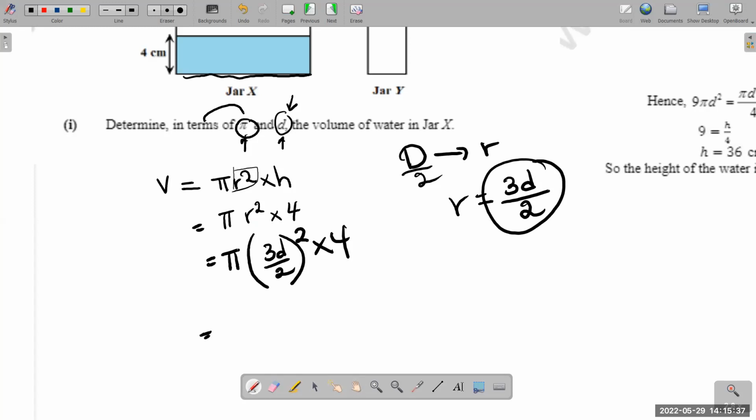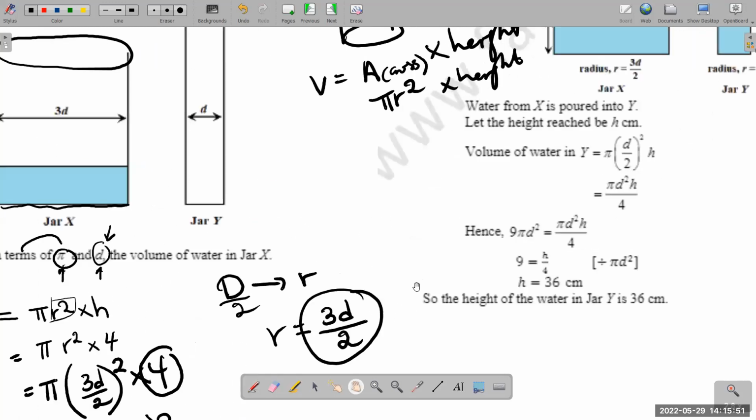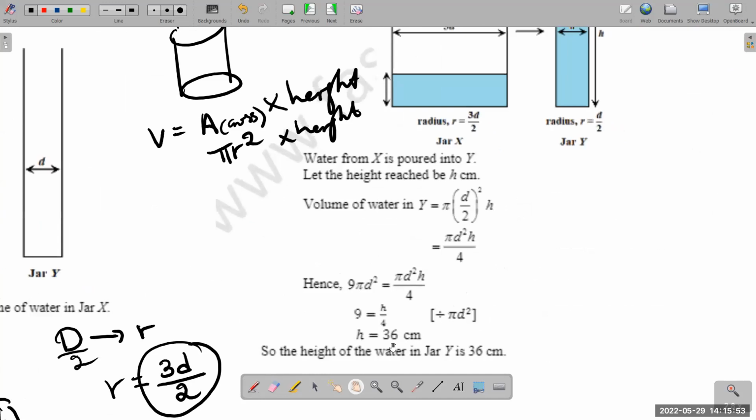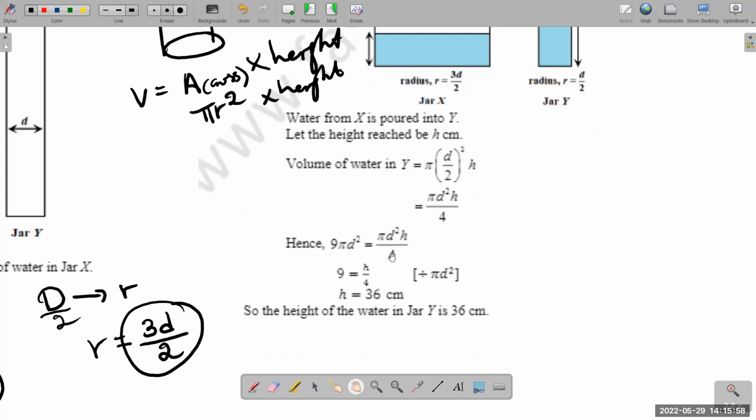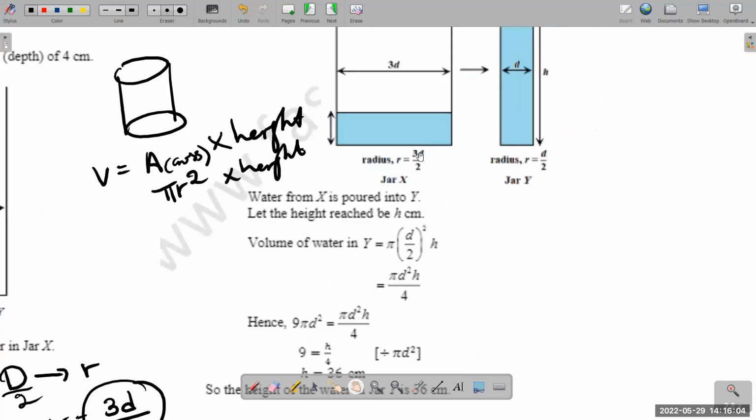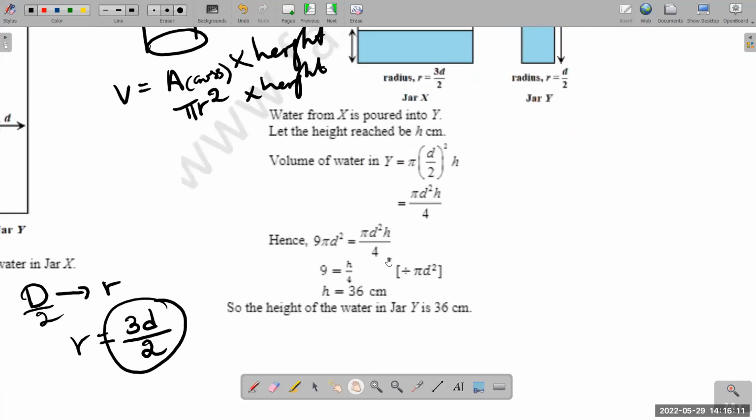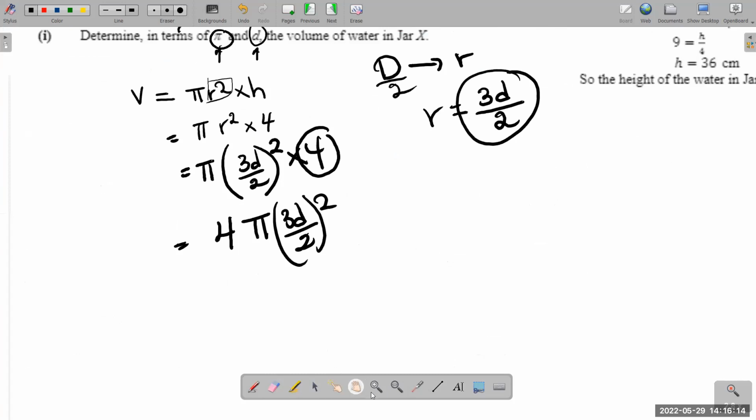So what am I going to end up with? I know how to multiply in algebra. Anything times 4, you just put 4 in front. So 4 pi times 3D over 2, squared. And we could break this down. Everybody see what I did here? You realize they expanded? Now they made a mistake because look here, they got 3D. Oh, I know what they did. They multiplied the 4 by the thing and divided it by 2. So let's work it out like what they do here too.